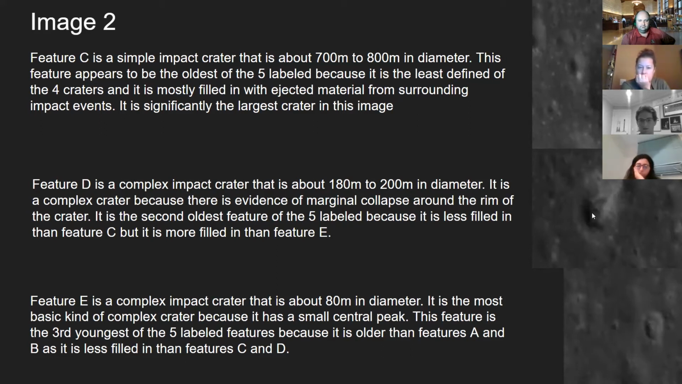Feature D is also an impact crater, 180 meters to 200 meters in diameter. I think it's a complex crater because I think there's marginal collapse over here. And I think it's the second oldest of the 5 labeled because it's less filled in than crater C, but more than feature E. And feature E is another crater that's about 80 meters in diameter. And I think it also has a central peak here, but it's hard to tell, like from the last image. It's the third youngest of the 5 labeled features.